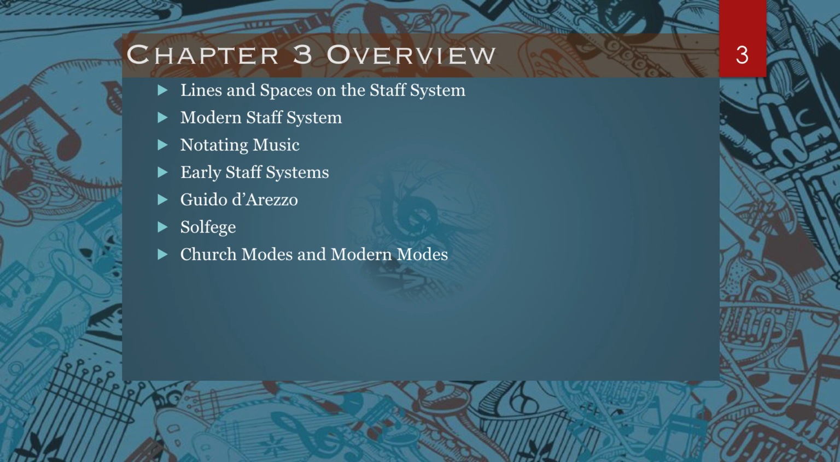So in Chapter 3, we talk about the lines and spaces on the staff system, the modern staff system, notating music, early staff systems, and then an important figure in music known as Guido di Arezzo. Additionally, you'll learn about solfege, church modes, and modern modes. These are all concepts that help lay the groundwork for more advanced study in music.